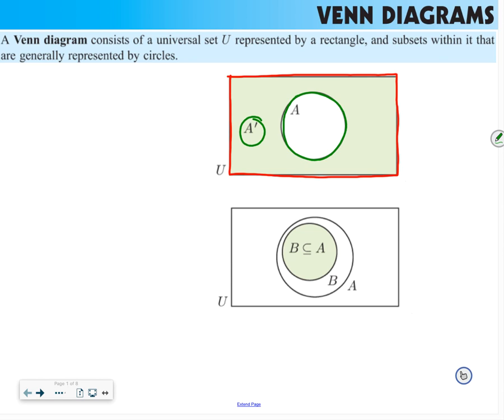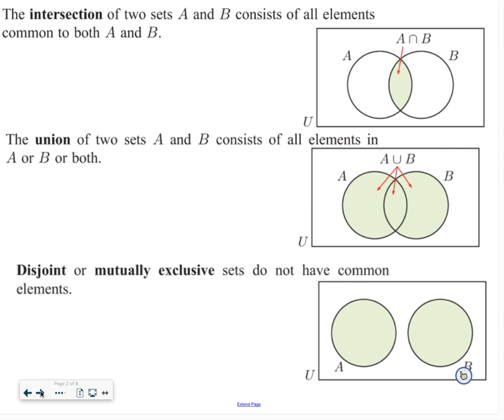Okay. Here in this diagram, you can see when B is inside our set A, okay, and it's completely inside. Every element in B is in A. We can say that B is a subset of A. Okay, so let's look at some other ways we can look at Venn diagrams.